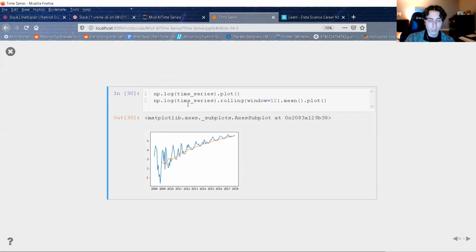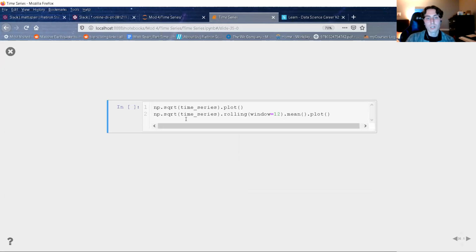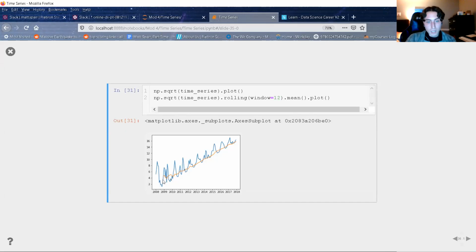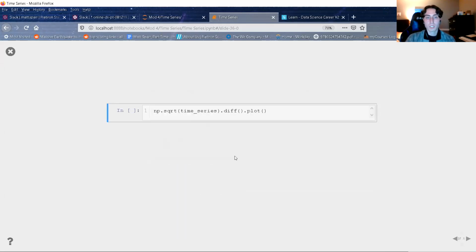And so we can see with the log transformation, it changed it, but it didn't really make it linear. It's still kind of curving upward. So we might have to try something else. We could do a square root transformation. And if we go ahead and plot that, now we can see our trend line is a lot more linear. So we could go with this one. So now we basically have a linear time series.